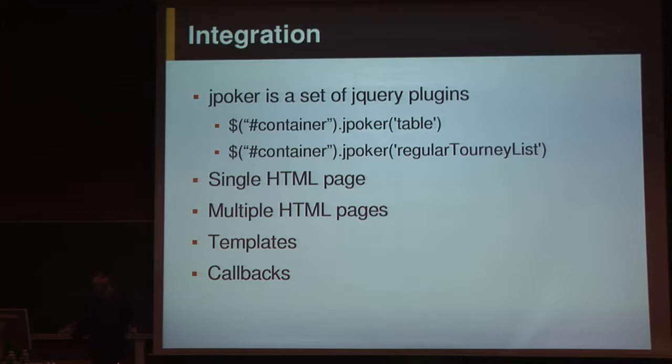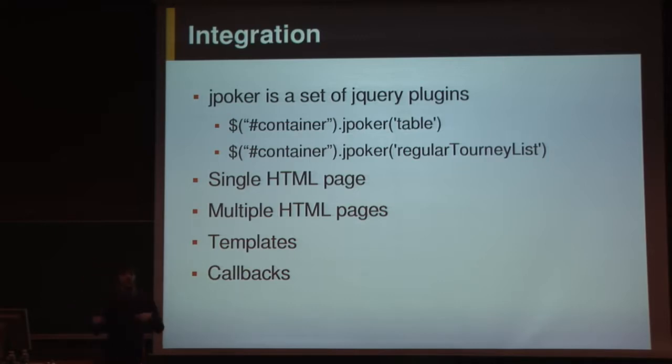So for integration, jpoker is just a set of jQuery plugins. So for displaying the table, you just hook on a div and say, I want to display the table. If you want to display a tournament list, you hook on a div, which is a container, and say that you want to display the tournament list. It's only a JavaScript file, so it could go in a single HTML page.